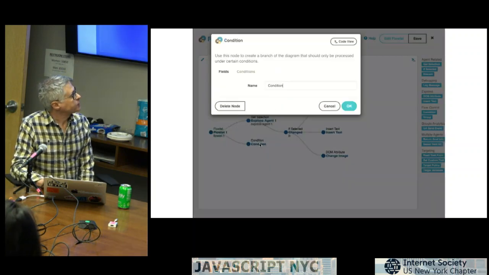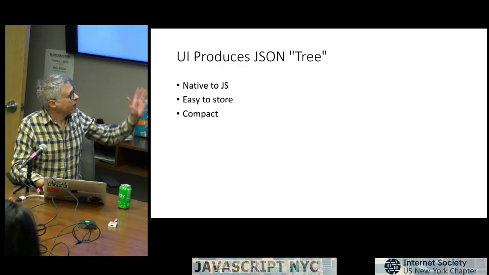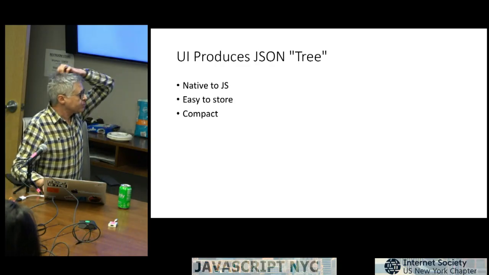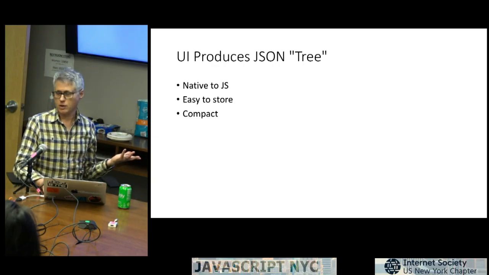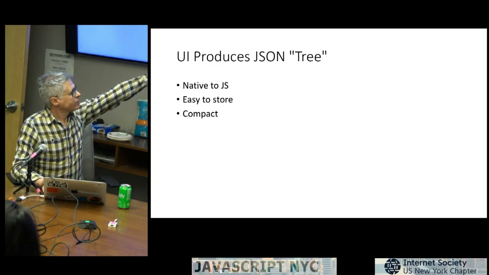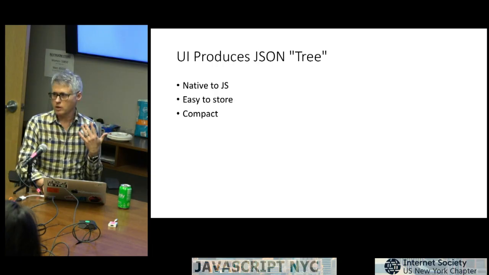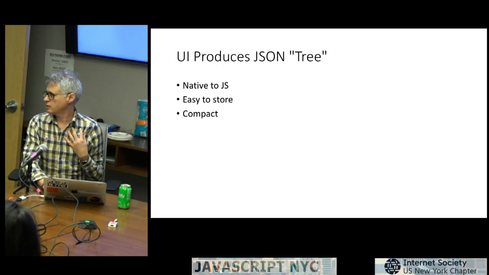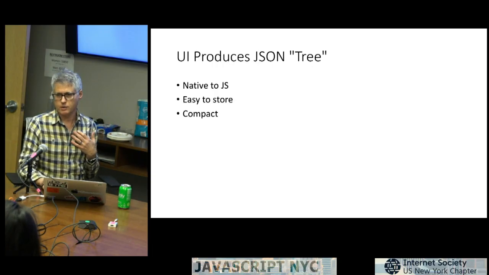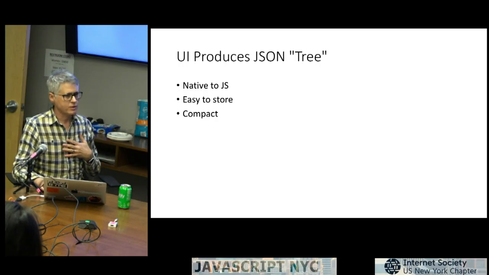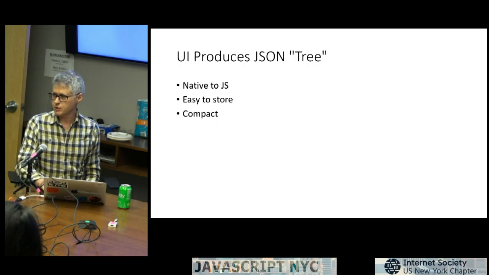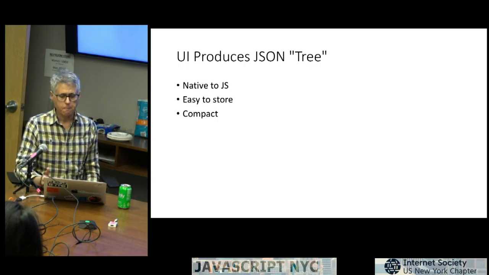That's how that's built. And the important thing, at least for our purposes tonight, is that the output of this thing is just this JSON tree. Obviously native to JS, easy to store, compact, stick it in whatever database you need, query it, use Mongo, use Postgres, whatever. Super compact to send over the wire, so it's kind of ideal for this kind of thing. Compresses really well.